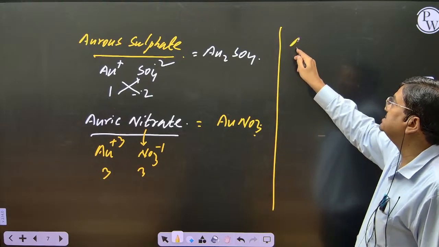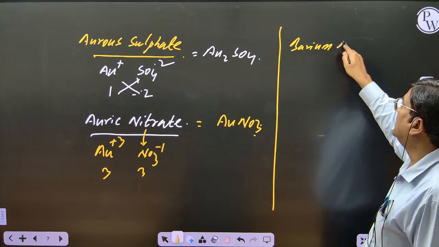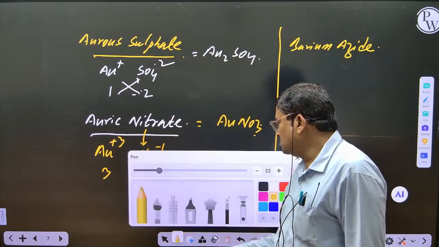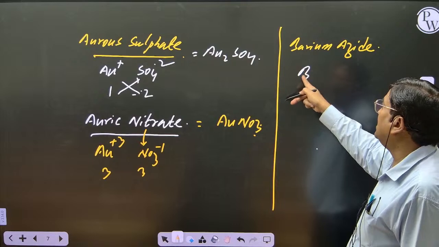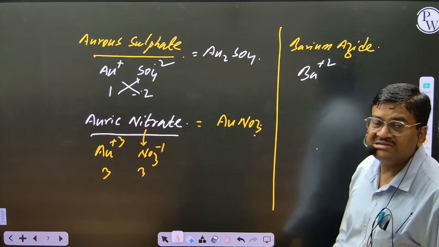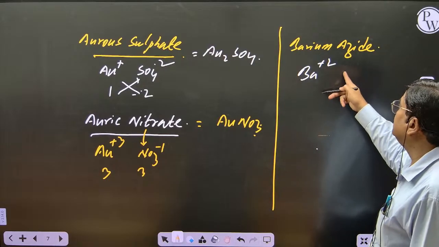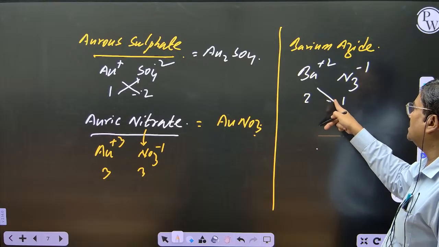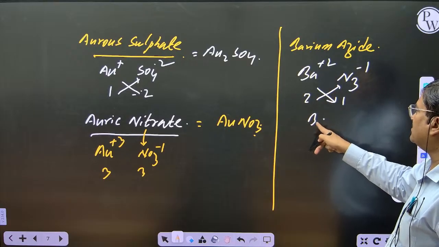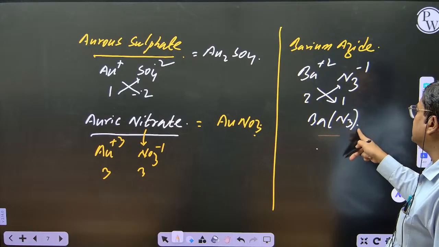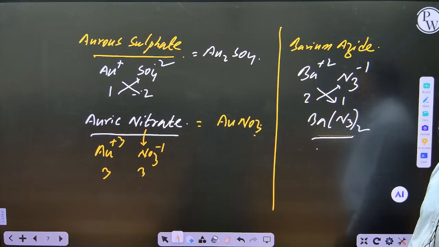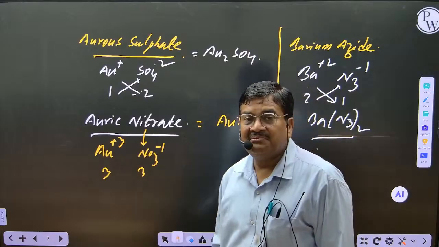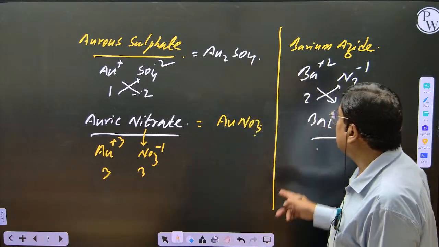Next slide, barium azide. Now see student, barium valence is how much, student? 2, no? Barium valence is 2. Azide. See the difference between azide and nitride. Azide is bearing what charge? N3 minus. Now crisscross, student. This is 2. This is 1. The valency of this goes to this. So what will be the formula? Ba(N3) taken twice, Ba(N3)2. This is barium azide. See the difference between nitride and azide. Nitride will bear N minus 3. This is azide, N3 minus.